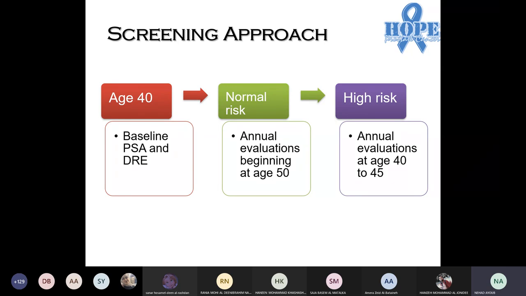Okay, فبالتالي we do the digital rectal examination, PSA, ultrasound, radiologic examination, and finally, if we could not distinguish or tell if this is a benign condition or carcinoma, we have to do biopsy.